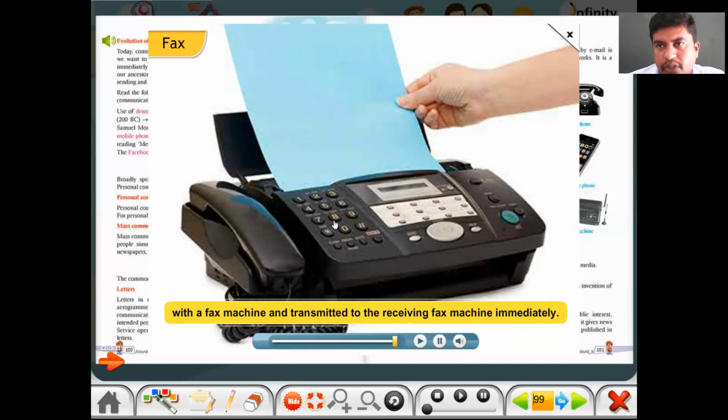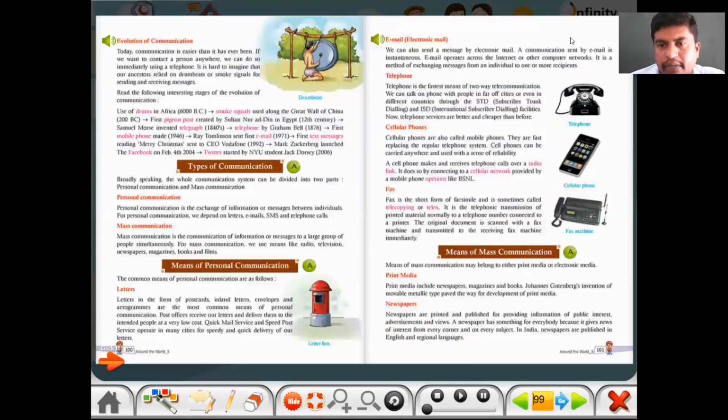Okay, dear students, you have watched some beautiful animation. Now let's get into the means of mass communication. Which are the best examples of mass communication? And what is the difference between personal communication and mass communication? Mass communication can reach plenty of people simultaneously, which means through printed versions. Means of communication may belong to either print media or electronic media.